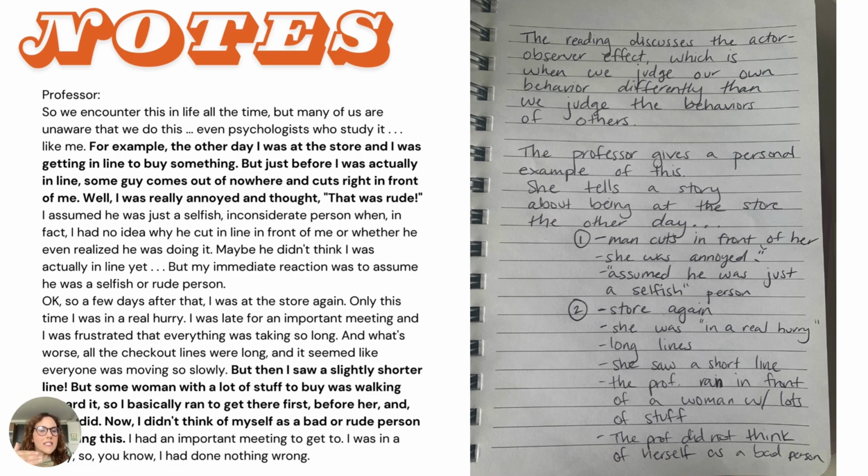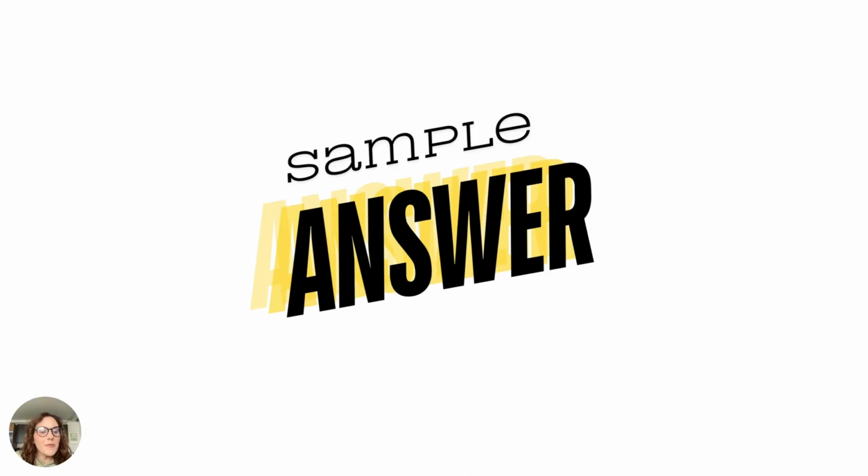Part 2 is the second paragraph where it's bold. But then I saw a slightly shorter line. Sorry, it's kind of cut off there. I'll put this in the study guide so that you can follow along easily. But this is the part where somebody cuts in front of her. So these are the key parts that you need to have in your notes and then you need to have in your answer. Okay, I'm going to do a sample answer for you now.